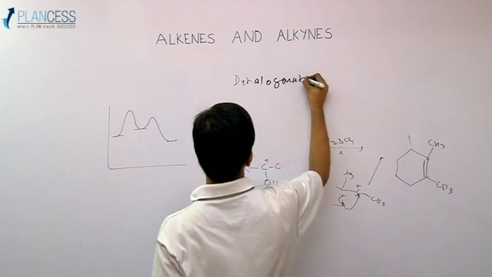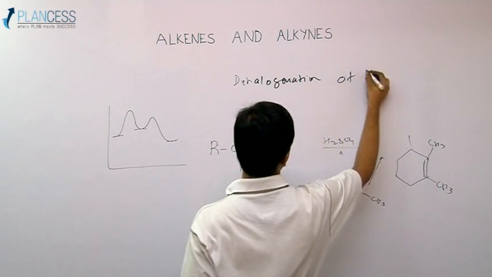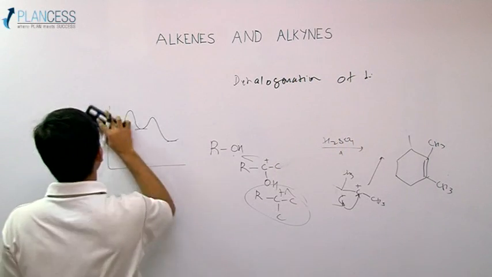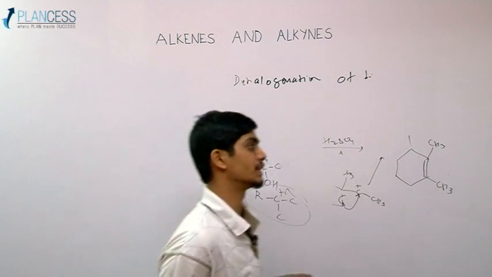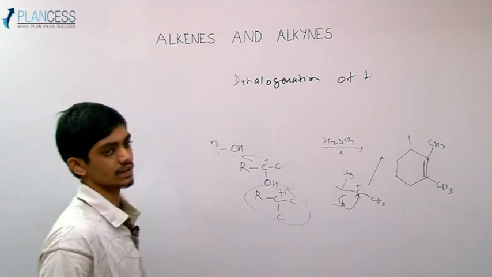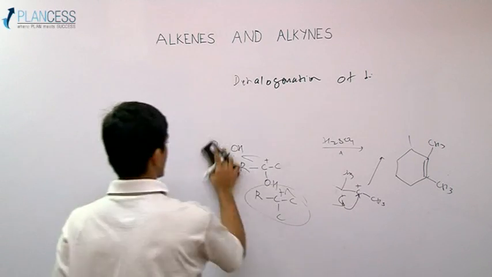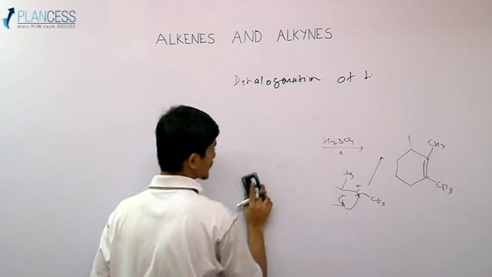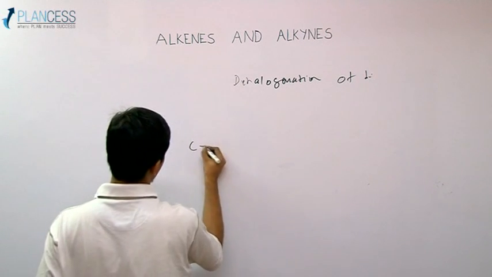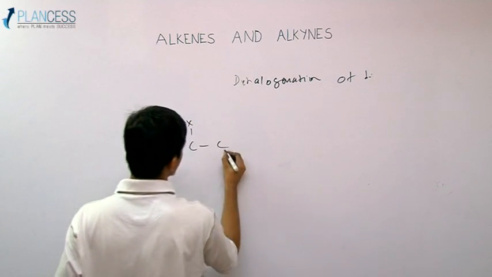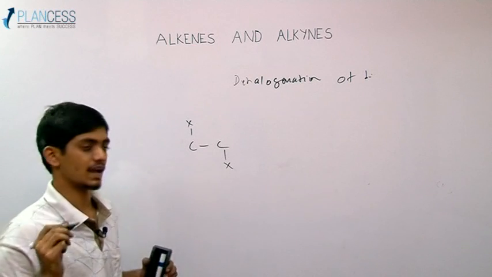Dehalogenation of dihalogen compounds. That's a very similar reaction to dehydrohalogenation, but the difference is that it follows only the E2 pathway. And for an example, let us take dehydrohalogenation. So we need something called vicinal dihalides.